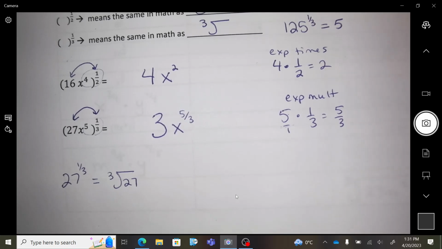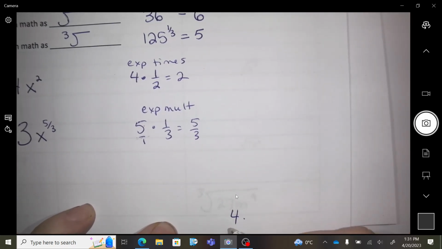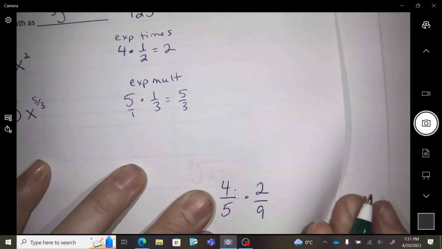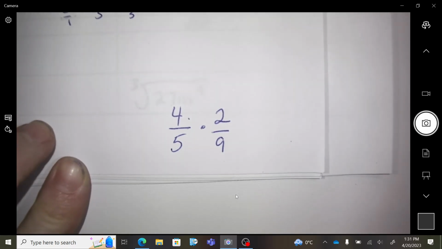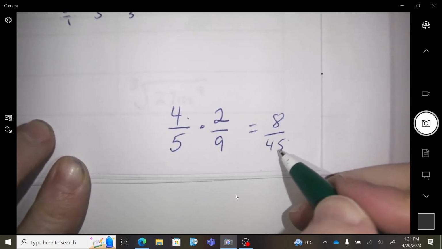Just straight across, yep. Do you want me to do another random one? So what would this be, Moses? 8 over 45. That's it, yeah. Okay, everyone remembers that as a rule?